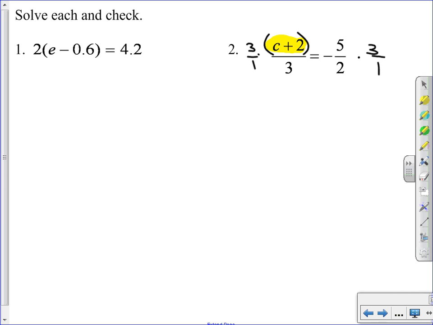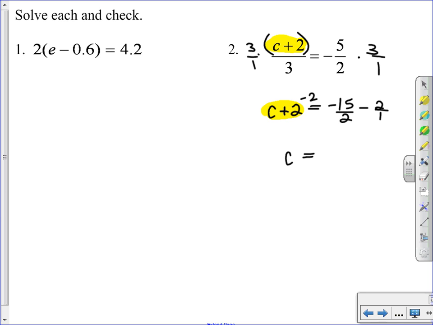Now what happens is, on the left-hand side, we did that for a purpose, and that was that 3 divided by 3 is 1, so you're only left with the yellow part. And on the right-hand side, numerator times numerator, denominator times denominator, we end up with a fraction. And now we're in a place where we can manage this question. We are now going to do opposite operations again. Subtract 2 from both sides, which is 2 over 1. And you'll get C equals.